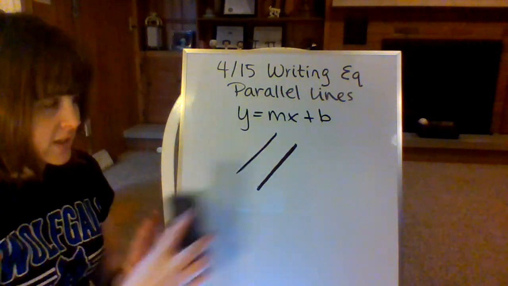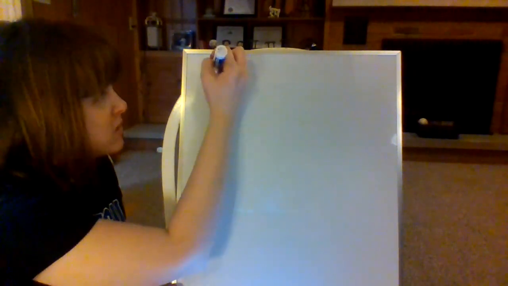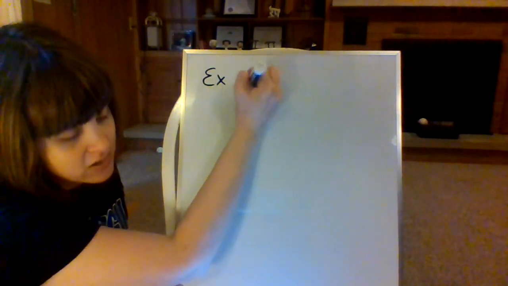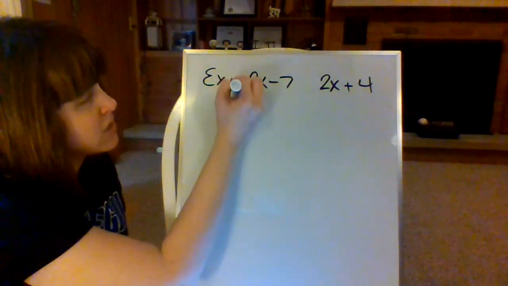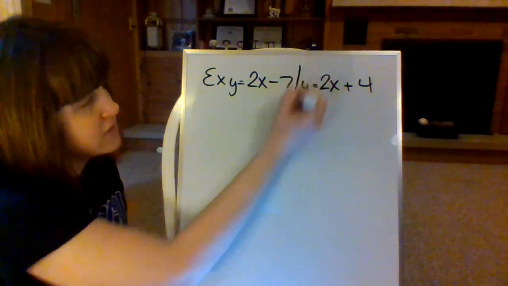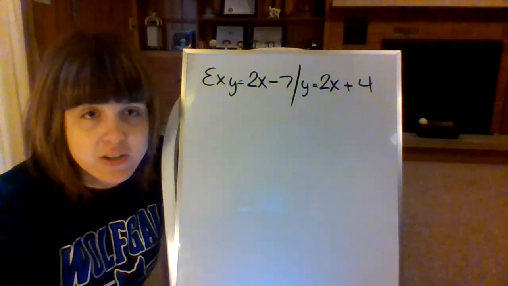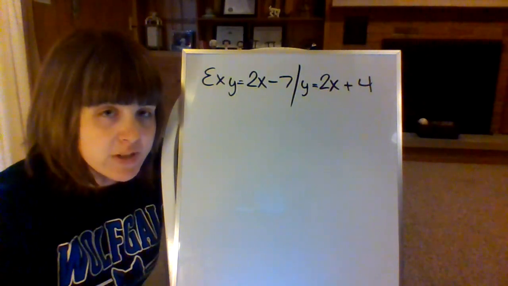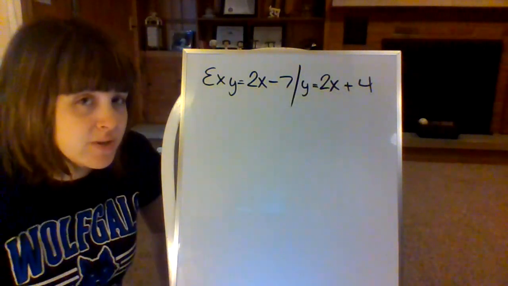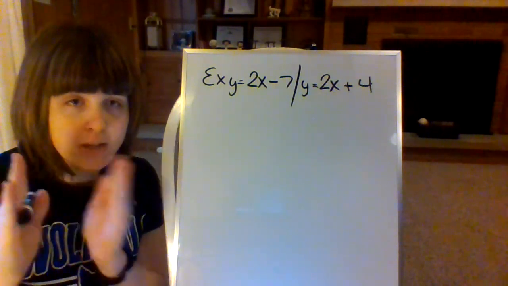Here's an example. 2x minus 7 and 2x plus 4, those equations are parallel lines because, as you notice, the number in front of x, those are both 2's. So that means their slopes are the same, 2. But their y-intercepts are different. This one is -7 and that one is 4. But they're still considered parallel because their slopes are the same and their y-intercepts are different.